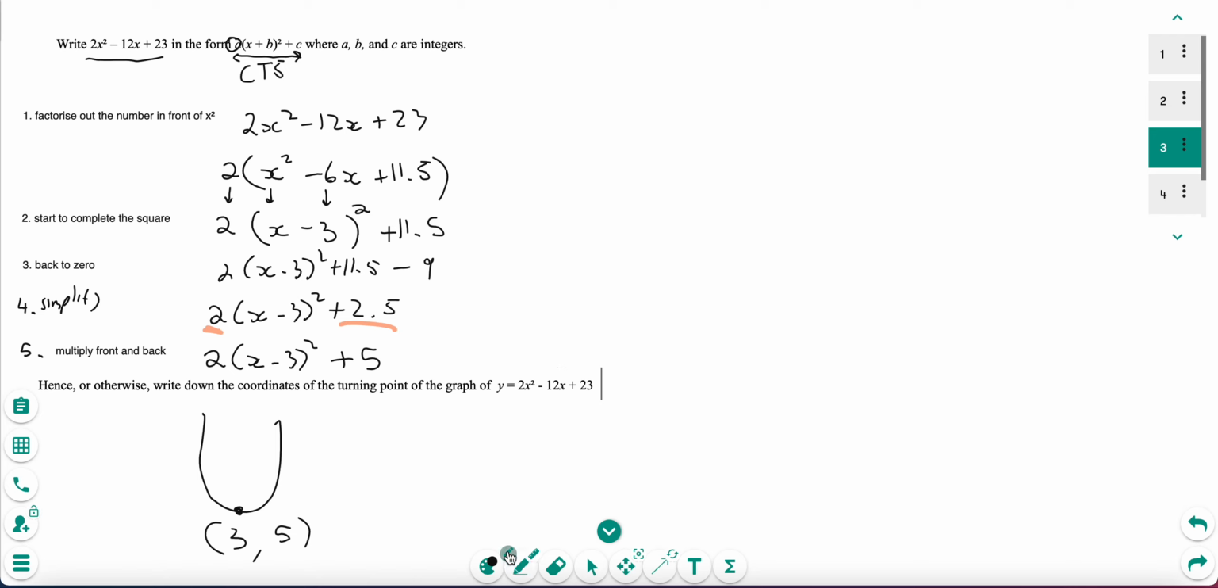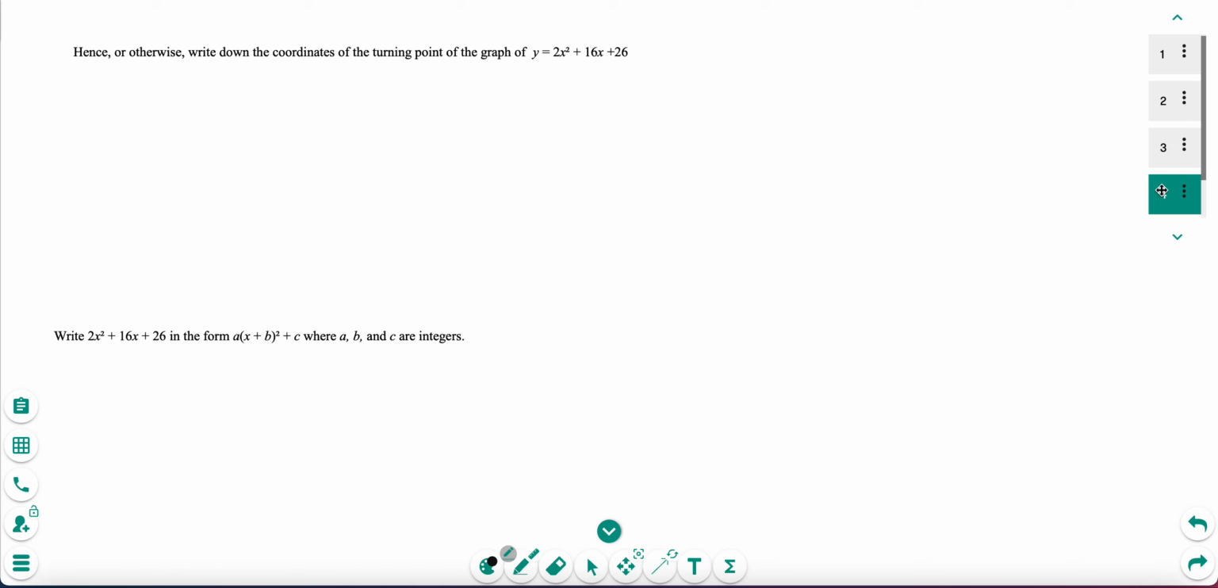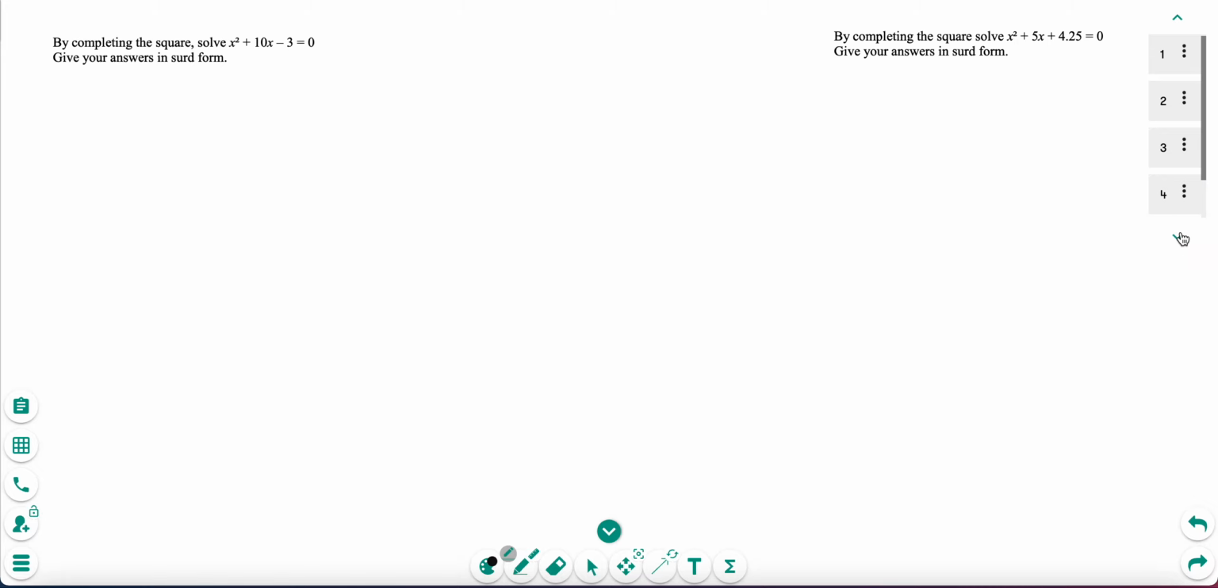All right? So whenever there's a number in front of x squared, there's 2 extra steps. One is you have to factorize out that number. So I took out the 2 to make this. And then finally, you have to multiply the front and the back term to give us that final term, which was 5. So you can do this one as practice.